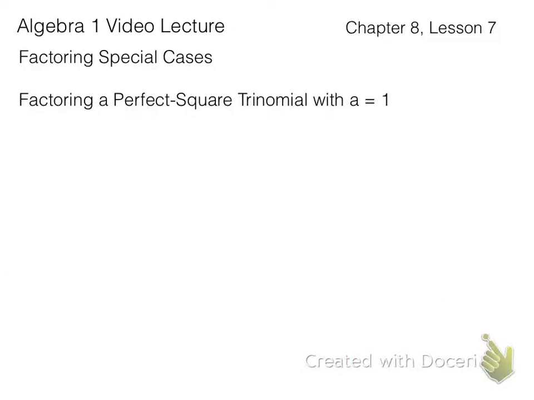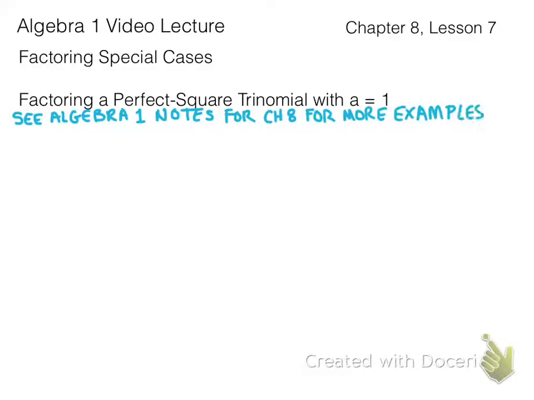Okay, so factoring a perfect square trinomial where A, the first term, does not have a coefficient. It's basically 1. Go ahead and see the Algebra 1 notes for more Chapter 8 examples. Just do a search in Google Drive for Algebra 1 notes, and you'll see that it's split up by chapters, and that can actually be a study guide.